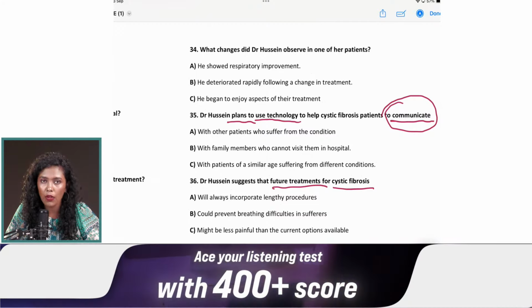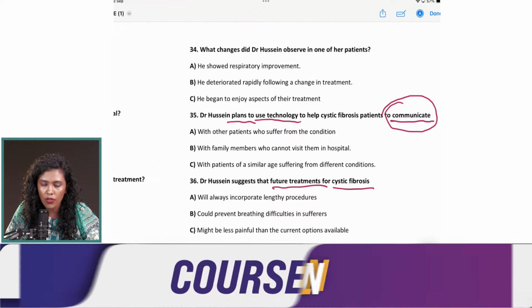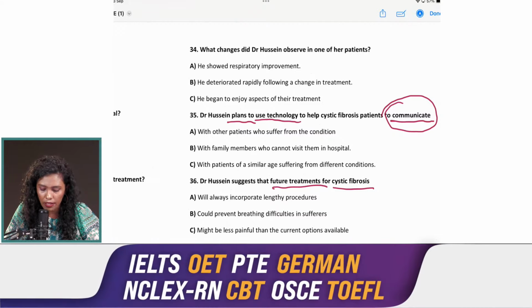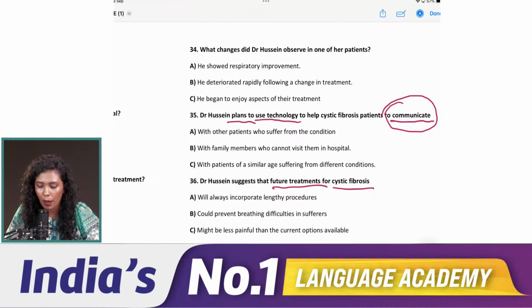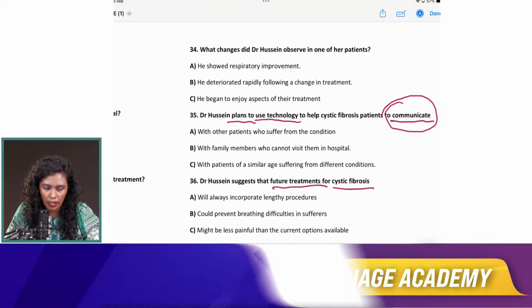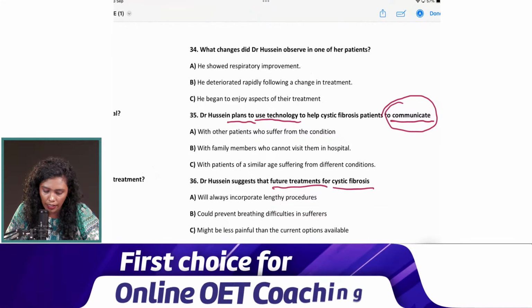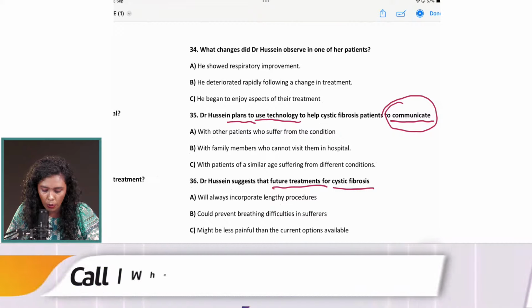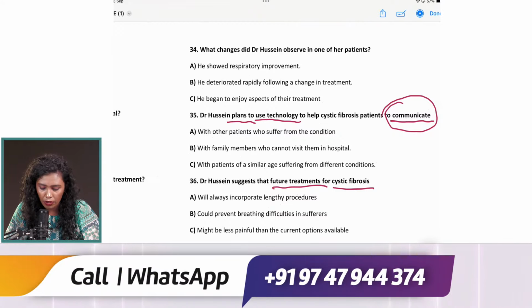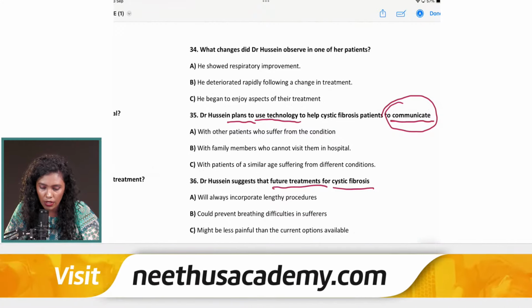Now the approach. How do you approach this question? You can try to listen for any future-oriented statements or any particular predictions about the treatment. And how can we eliminate any particular information? You can try to eliminate options which are not aligning with the forward-looking statements made by Dr. Hussain about the treatment developments. So you have to understand which information is not going to be aligned over here.